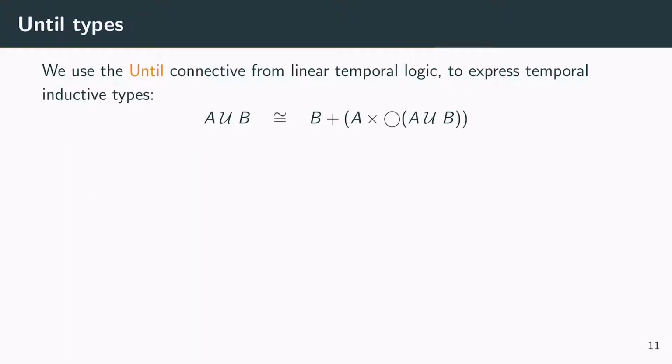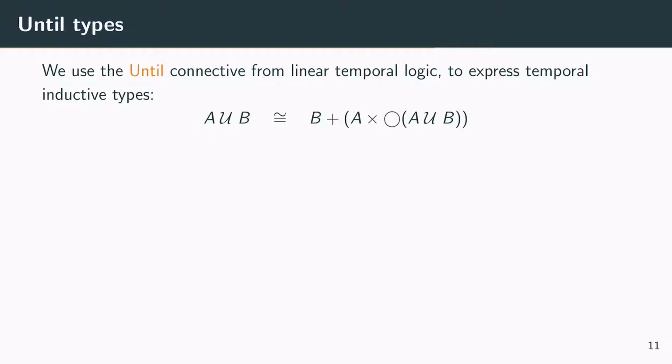Okay, and finally we get to our inductive types. And here we consider the until types as sort of a good representative of that. And all the examples that we have looked at can be expressed using until types. And this is the until type, or the until connective, that is known from linear temporal logic. Right? So where we say a value of type A until B is essentially a finite stream that produces a bunch of A's and then finally produces a B. Right?